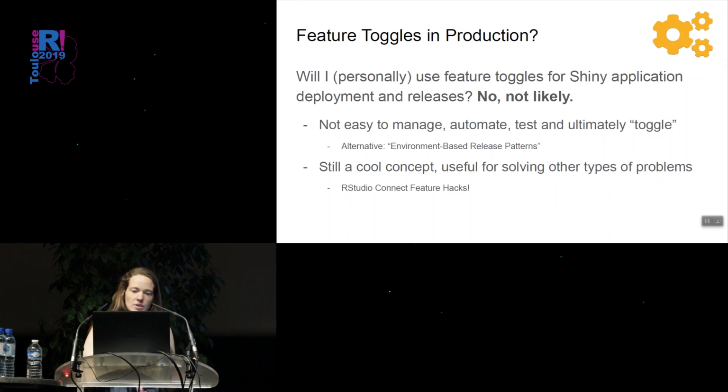So as an alternative, I found that environment-based release patterns were a lot easier to use in that respect. So if you don't come to the talk tomorrow, know that that's the TLDR there. But I still think that feature toggles are a really cool concept, and they are useful for solving other types of problems that I've experienced using our server products.